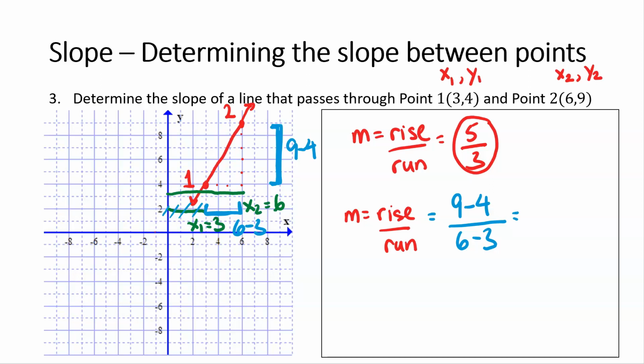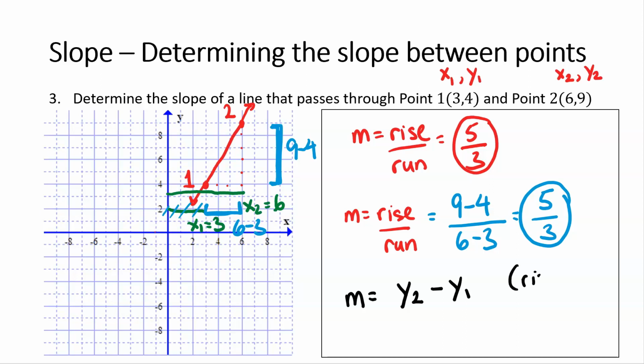So your slope is 9 minus 4, which is 5, divided by 6 minus 3, which is 3. So that's another method to calculate slope. If you're not counting, or if you can't count for slope, you can calculate the slope by calculating the rise, dividing that by the run. In general, the formula for slope is going to equal the y value of point number 2 minus the y value of point number 1, that is your rise, divided by the x value of point number 2 minus the x value of point number 1. That would be your run.